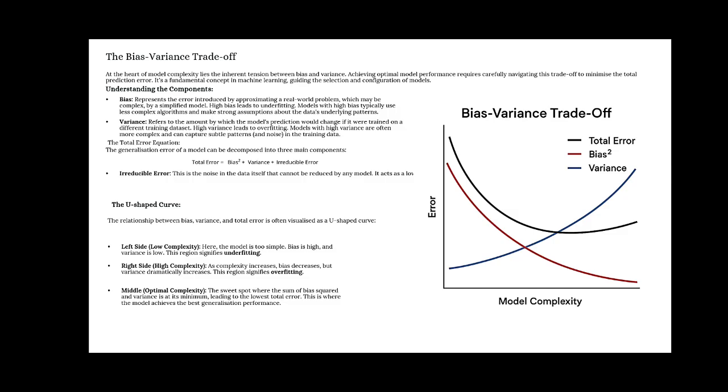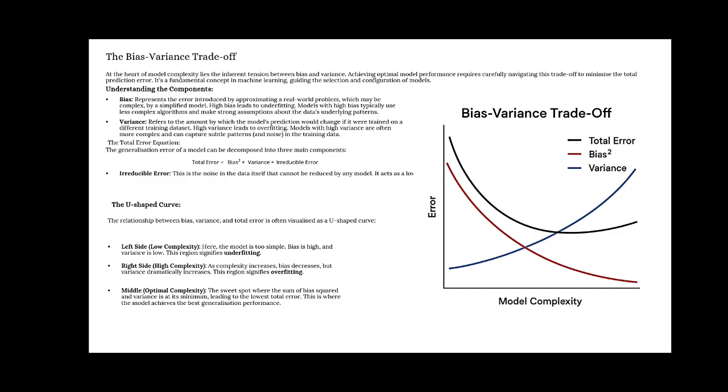The total generalization error of a model can be broken down into this equation. Total error equals bias squared plus variance plus irreducible error. And irreducible error is the noise in the data itself that cannot be reduced by any model.